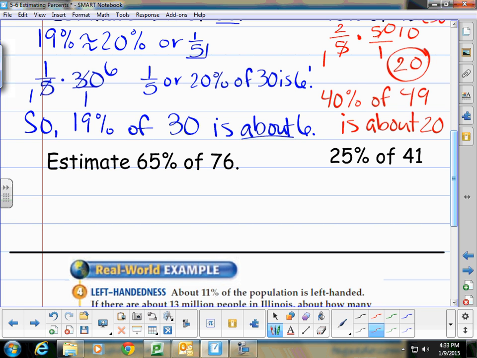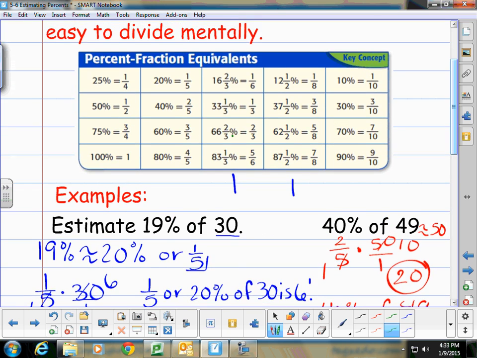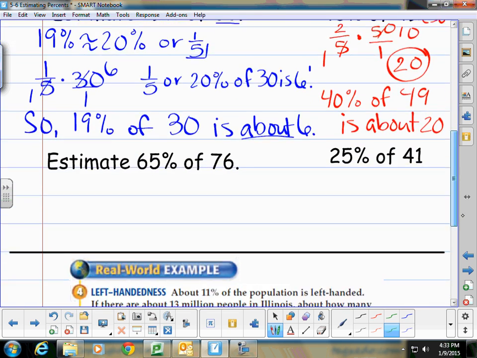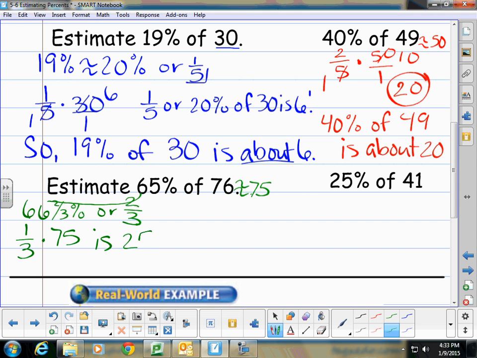Now 65% of 76. Okay, using your chart, you're going to use this. 65% is close to 66 and 2/3%. Not one we probably memorize too often, but this is close to 66 and 2/3%, which is the same as 2/3. 76 is close to 75. 3 and 75 are very compatible numbers. I know that 3 goes into 75 because I know 75 cents is really 3/4. So instead, I'm going to say, well, I know 1/3 of 75 is 25.